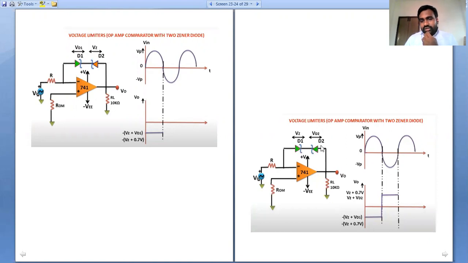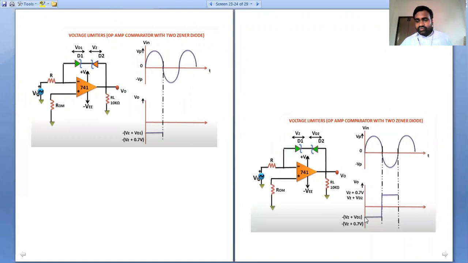Okay, and next D2 is forward biased. The voltage across the diode D2 is VD2, and D1 is having an avalanche breakdown. That's why the voltage across it is Vz. So that is Vz plus VD2, 0.7 volts, during the positive peak and negative peak.